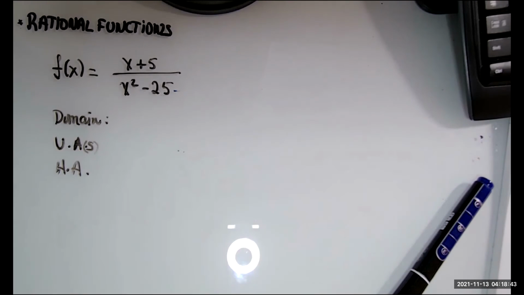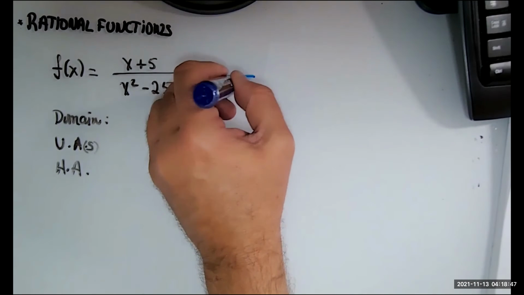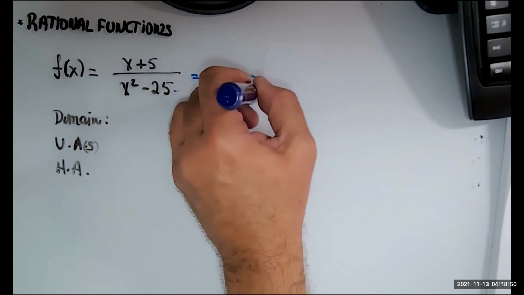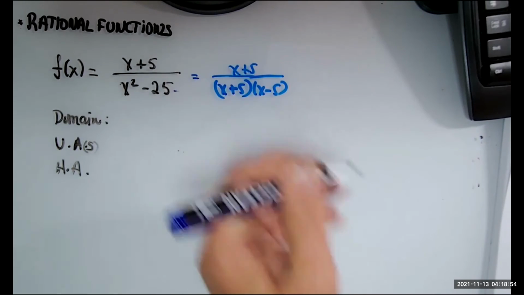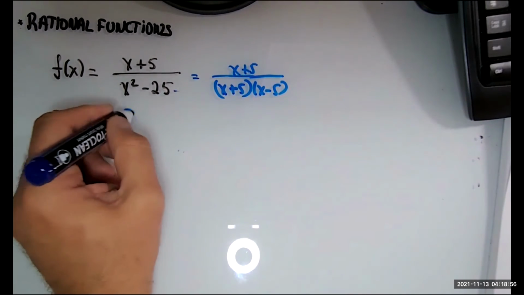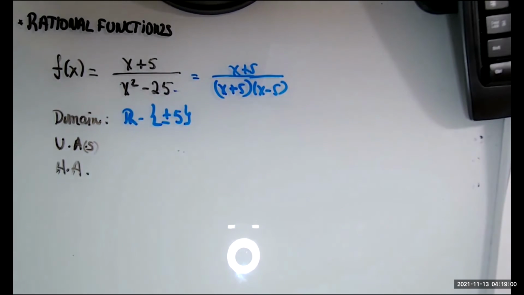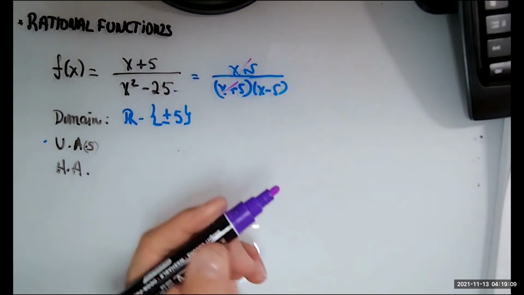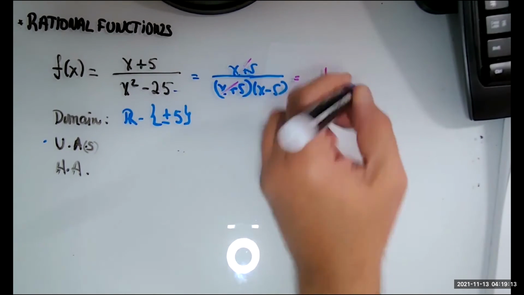So in this case, we need to factor the denominators. That will be x plus 5, x minus 5, and it will be x plus 5. Notice that the domain will be all real numbers except plus or minus 5. To find the vertical asymptotes, we need to look at the function in its lowest form. So in its lowest form, x plus 5 eliminates, and it will be 1 over x minus 5.